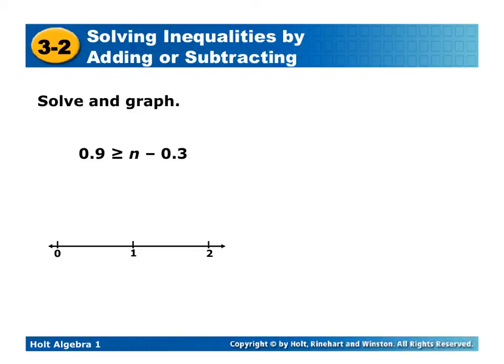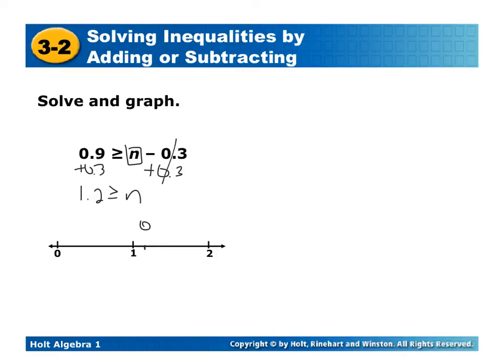Now let's look at another example. Here we have n, we're subtracting 3/10. I'm going to go ahead and add 3/10 to both sides. These will cancel out. n is going to stay there. 3/10 plus 9/10 is going to give us 1 and 2/10. So here if you look on our number line, we're just going to kind of approximate where 1 and 2/10 would be. So we'll be about right there.